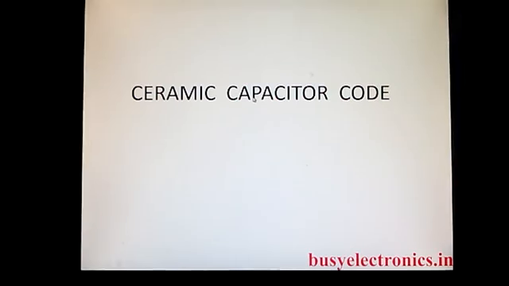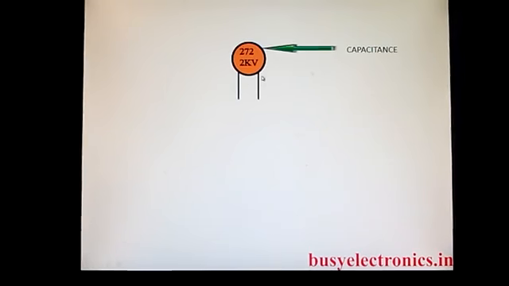So friends, today we are going to learn about the ceramic capacitor coding. So this is the ceramic capacitor as you can see, and it has two ratings on it. The first one is the capacitance rating and the second one is the voltage rating. So how to determine which is the capacitance rating and which is the voltage rating?